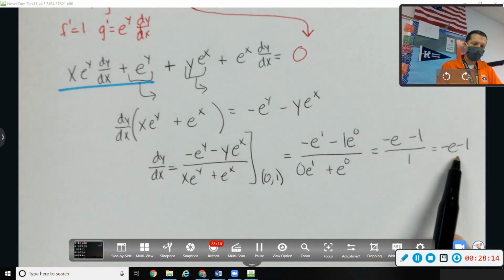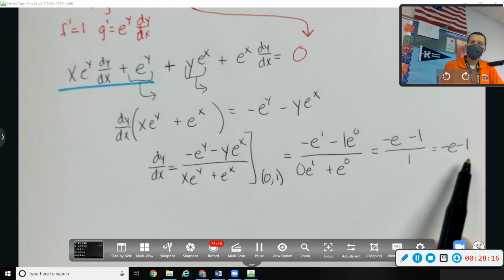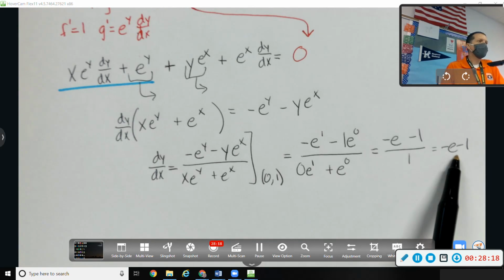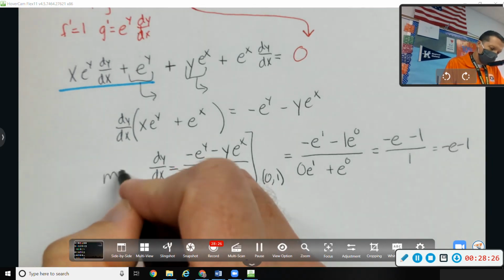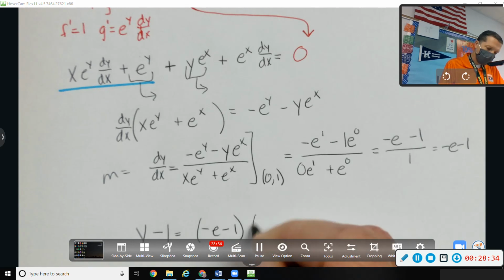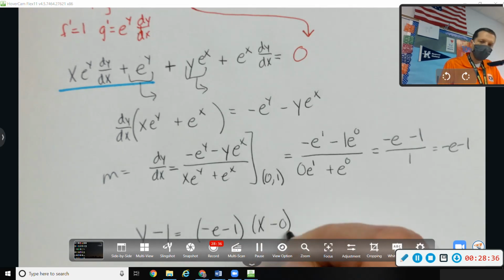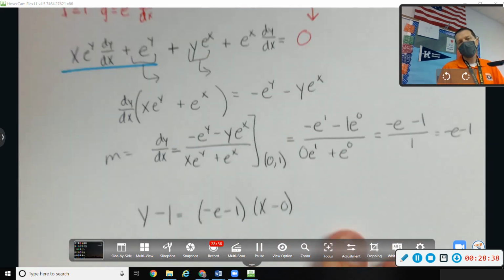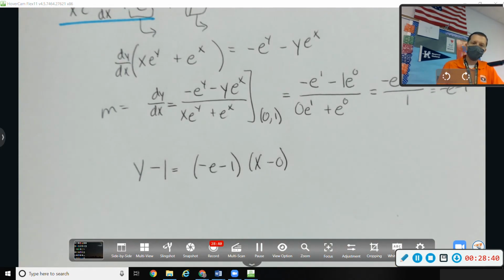What did we just find before we get lost in the process here? What is that? The slope of what? Yeah, the slope of the tangent line we're trying to find. So y minus 1 equals that slope, negative e minus 1, times x minus 0. And you don't need the x minus 0, but it's okay to leave it that way.